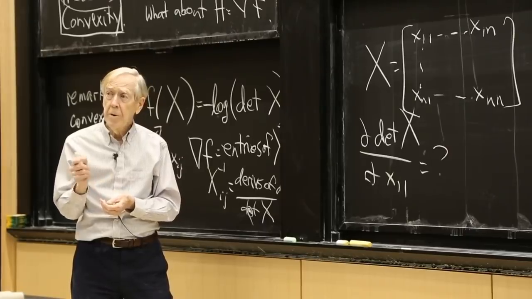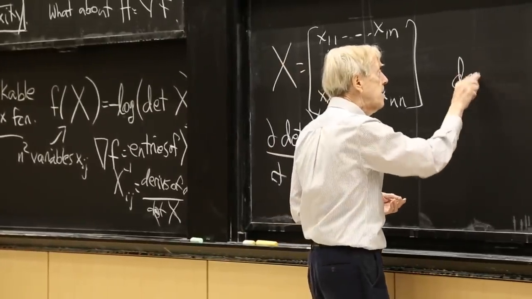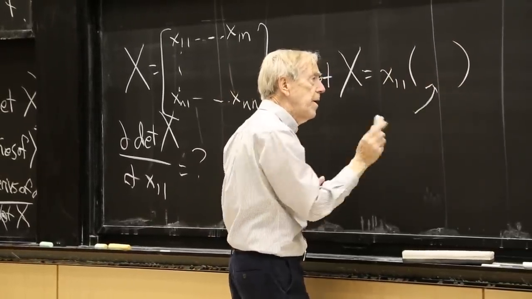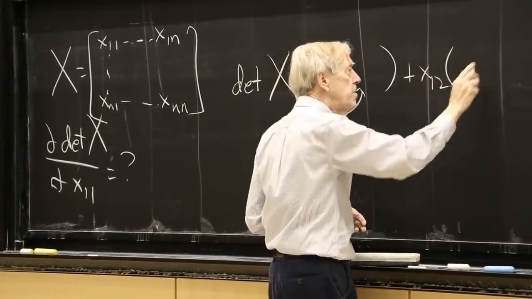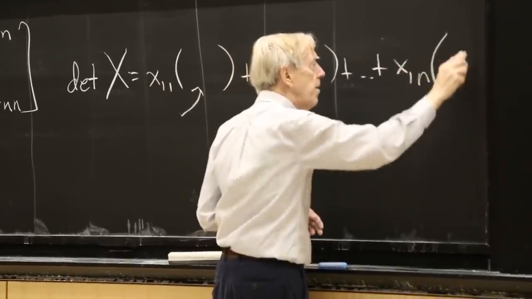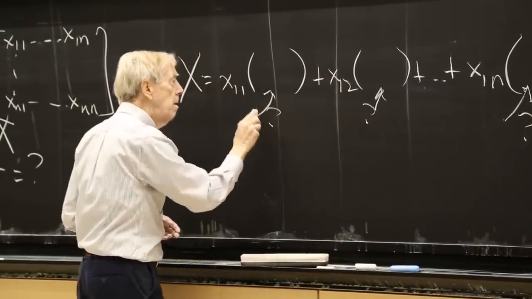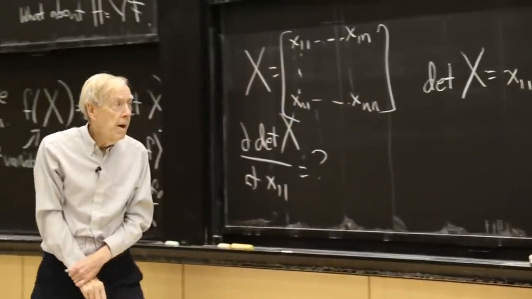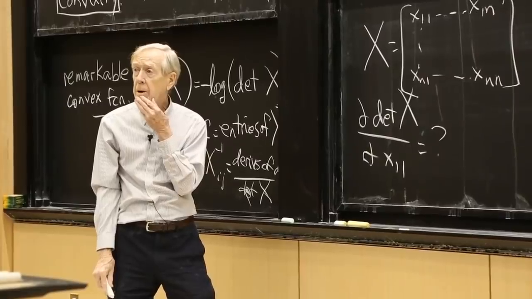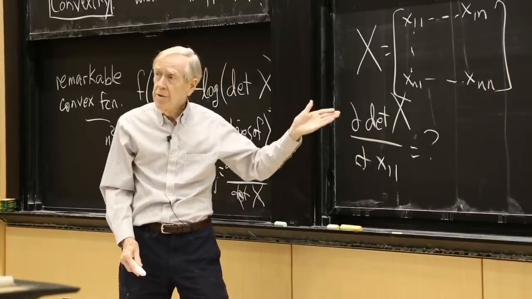You remember that there's a formula for determinants, so I need that fact. The determinant of x is x11 times something, and it's that something that I really want to know, plus x12 times another something, plus, say, along the first row, times another something. What are these factors that multiply the x's to give the determinant? A linear combination of the first row times certain factors gives the determinant.